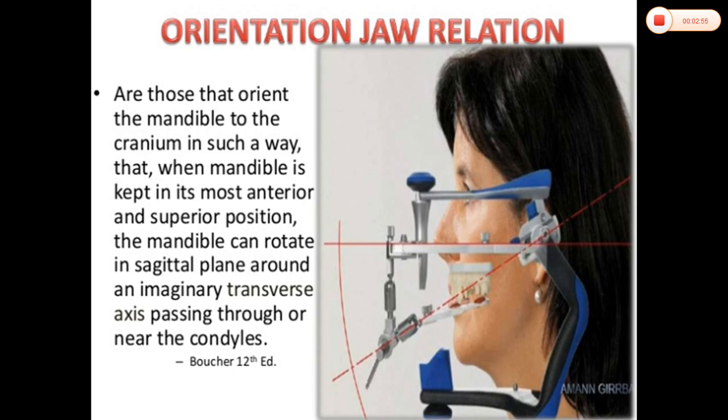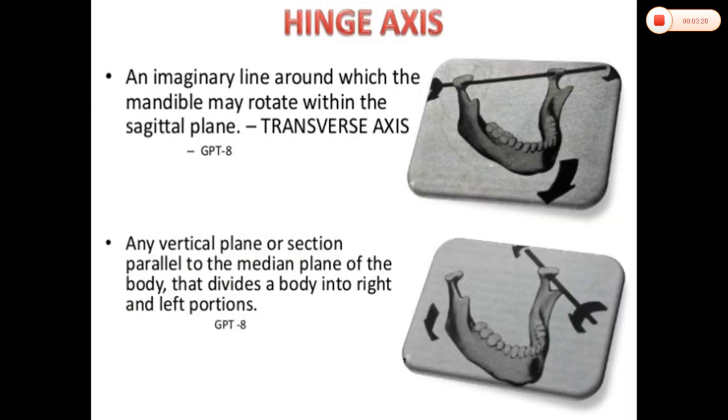So this jaw relation we transfer from the patient to the articulator. It helps in orientation of the maxillary cast to the opening and closing axis of the articulator. The same relation has to be carried from the patient's face to the articulator. So this is known as orientation jaw relation.